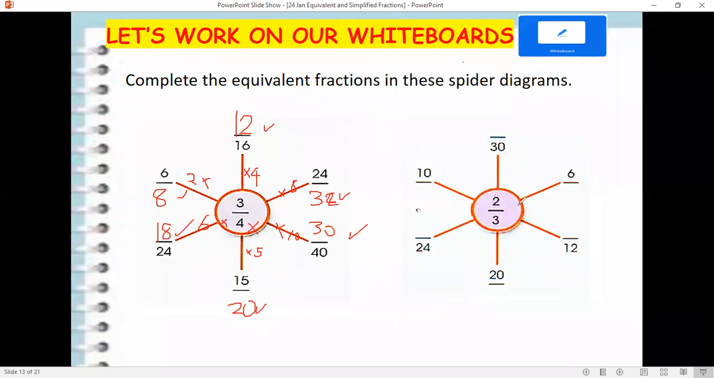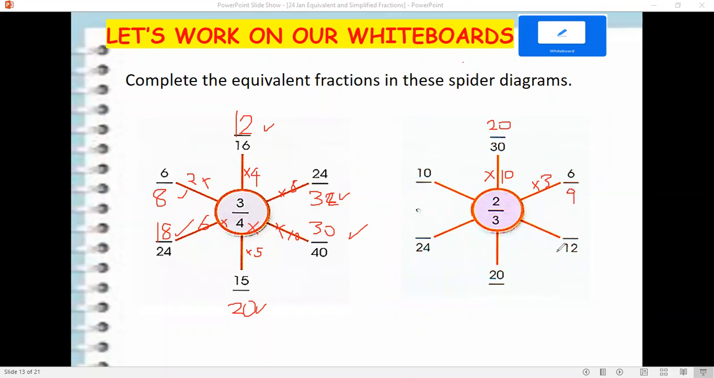Let's try this now. Can you try this now? Okay. So it is in the denominator. What did we multiply in 3 to give us 30? It is 10. So 2 times 10 is 20. Let's move here. What did we multiply in 2 to give us 6? It's 3. So now 3 times 3 is 9.